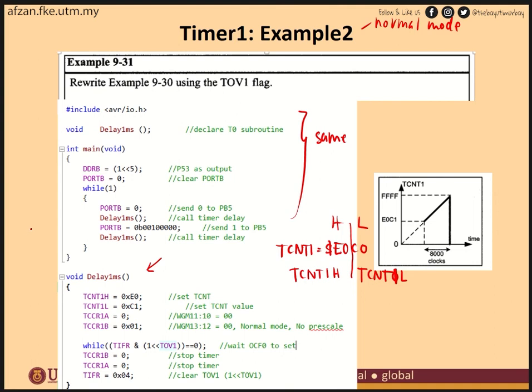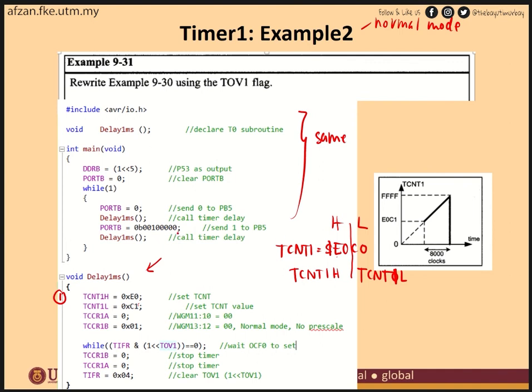TCNT1H. Okay, so the steps to write the programming for timer 1, similar to timer 0 and timer 2. The first step is you need to load your TCNT value. So set your TCNT value. TCNT1H equal to E0 and TCNT1L equal to C1. Kenapa C1 kat situ? Is it C1 or C0? Okay, I think it's C0. You can check back the calculation.